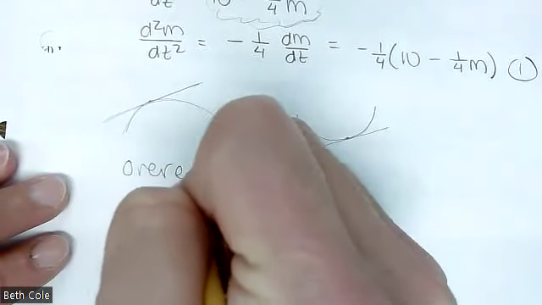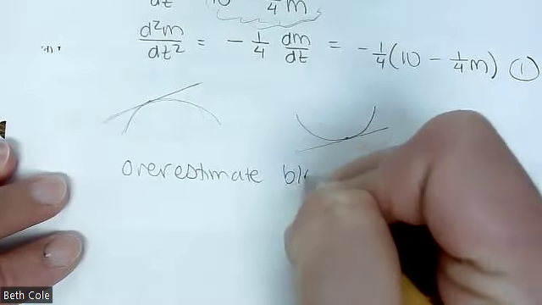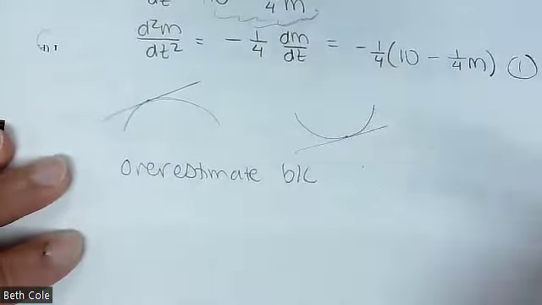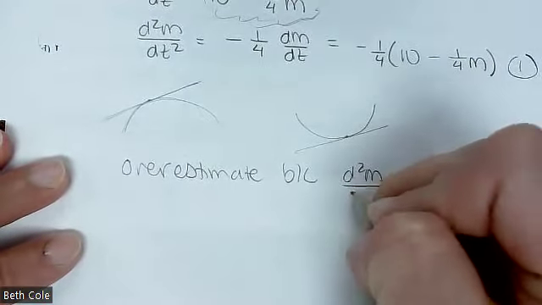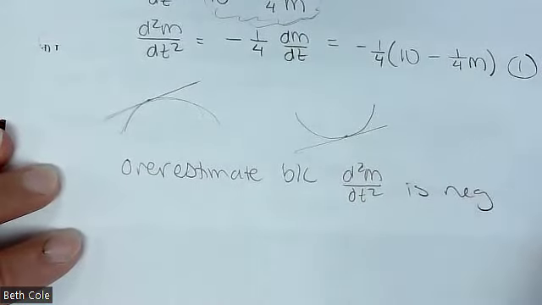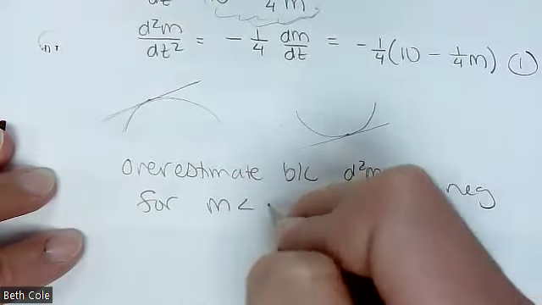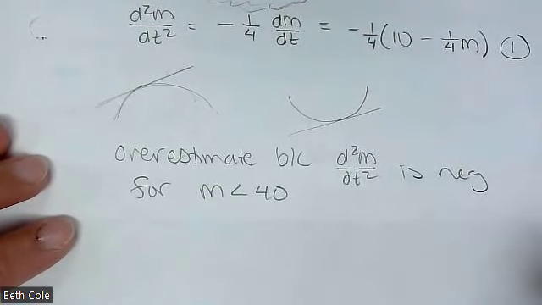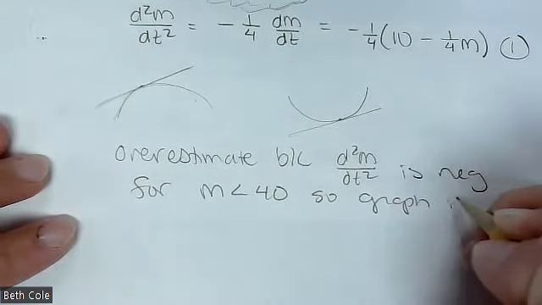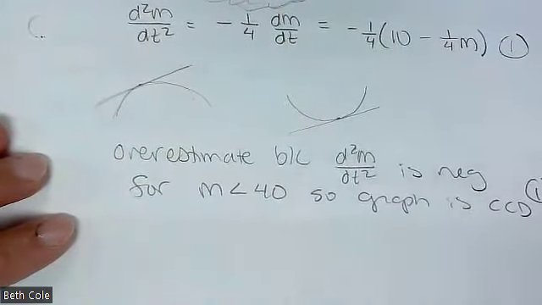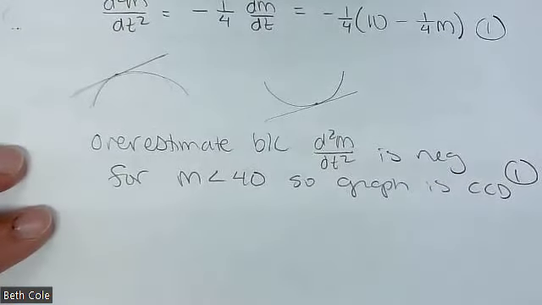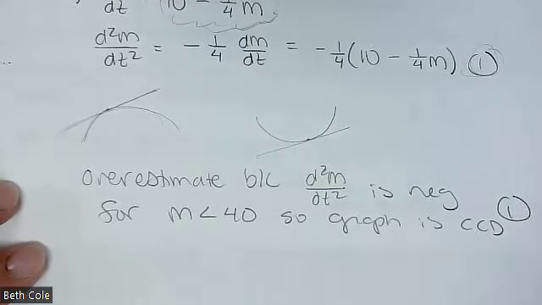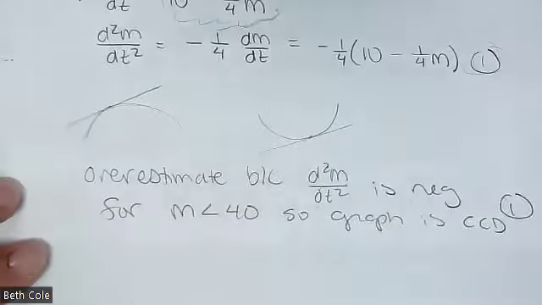So we're going to say overestimate because the second derivative is negative for m's that are smaller than 40, milk temperatures smaller than 40. So the graph is concave down, and it's a point for that sentence. But again, I think that was a hard one, in my opinion. So if you at least got the first point, you got 1 out of the 2, which is okay.